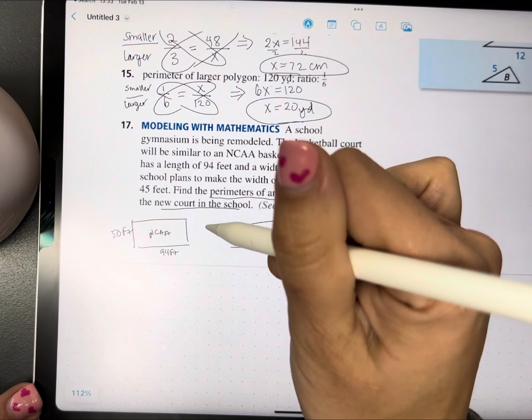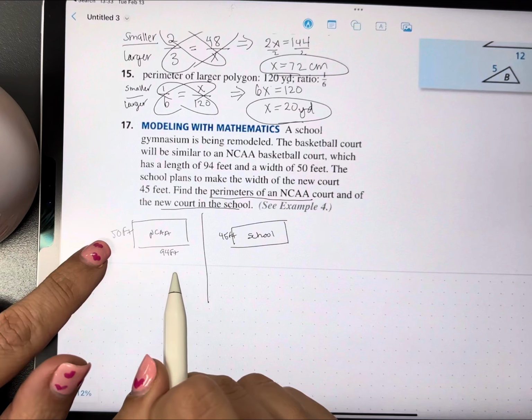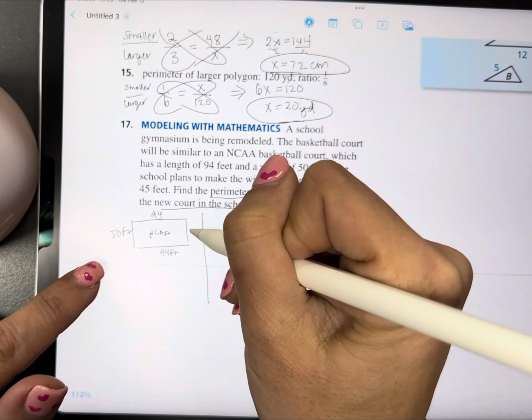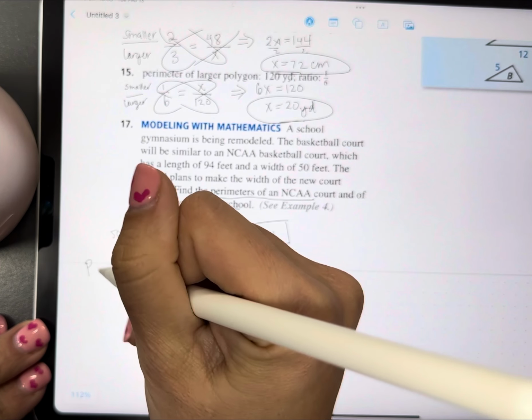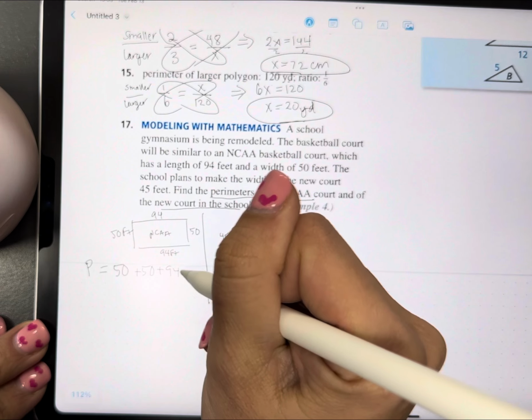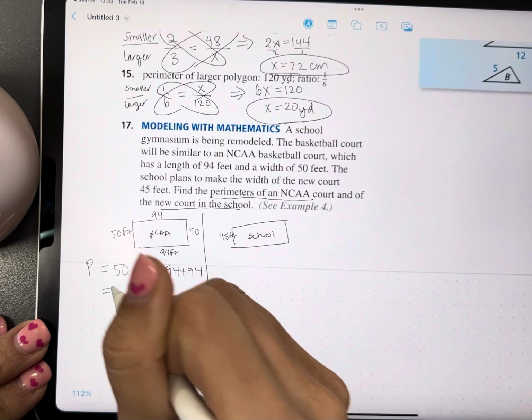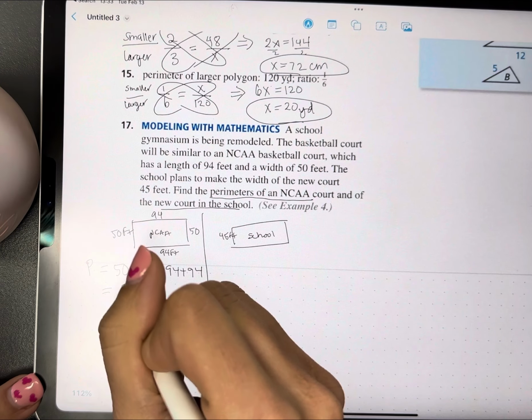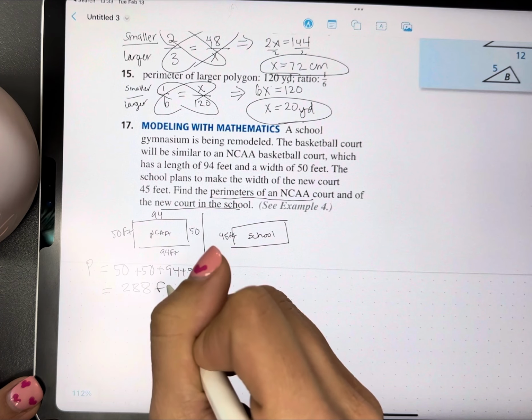Okay, I can find the perimeter of this NCAA one, no problem. If this is 94, this is 94. If that's 50, this is 50. So for the perimeter, it's just 50 plus 50 plus 94 plus 94. So 50 times 2 plus 94 times 2 is 288 units, feet.